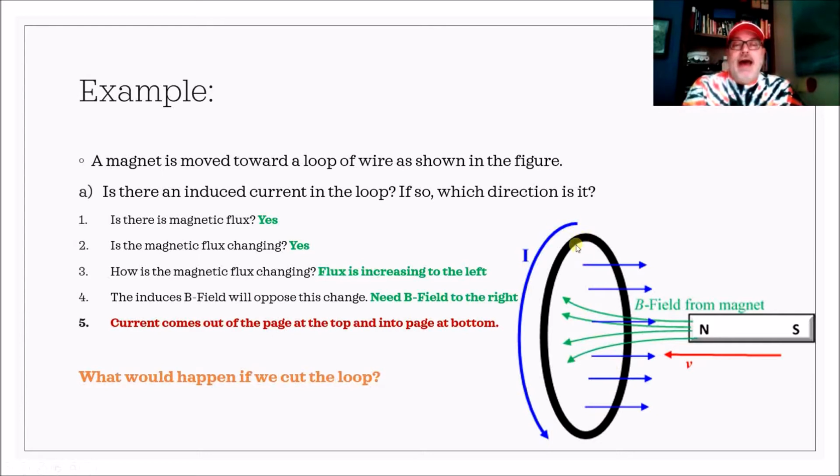But current would come out of the loop here and into the loop at the bottom so that it would go and produce a magnetic field to the right. Okay? Now, question for you. What if we cut this loop so it wasn't complete? What would happen then? We could still produce an EMF in the loop, but there wouldn't be current, right? No current would flow because it's a disconnected circuit. It's like a switch that has been opened, right? So no current through the loop.